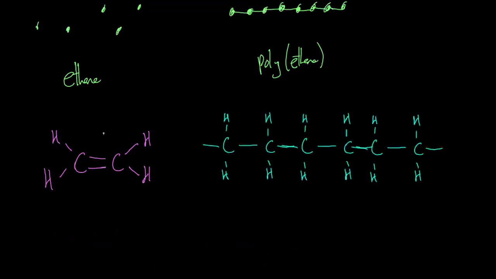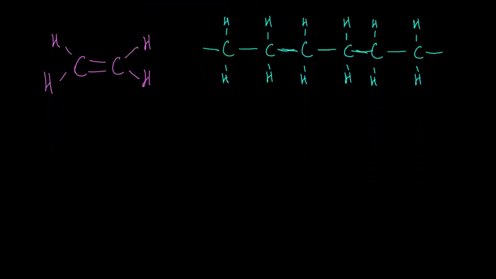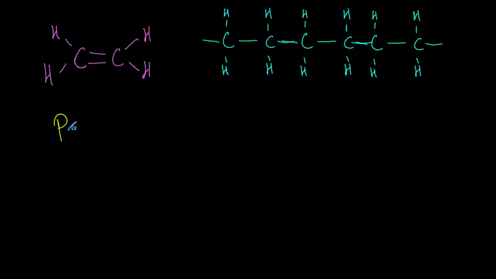So there we go, ethene looks like this, and once we break open the double bond, add them all together, it's going to look something more like this. And this reaction is known as a polymerization. Polymerization, because all we're doing is we are forming a polymer.